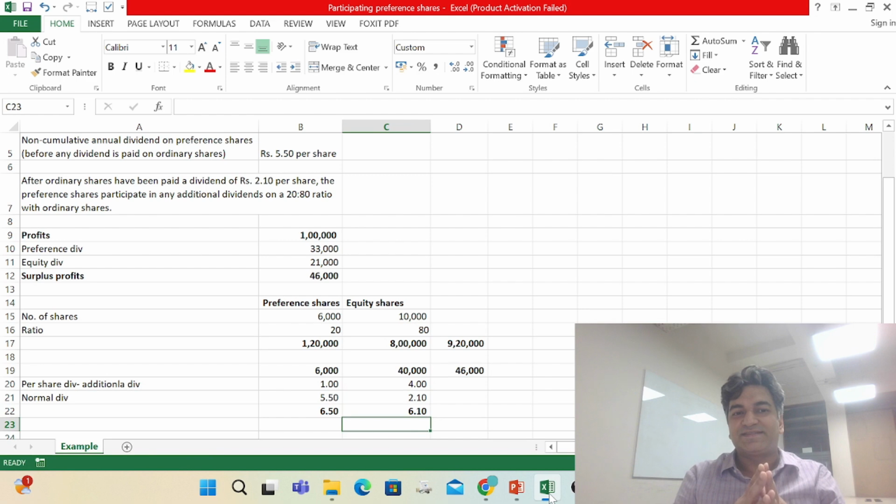So friends, as you can see, the participating preference shareholders are not only entitled to a dividend of 5.5 per share, they are also entitled to an additional dividend from the surplus profits of the company in the ratio of 20 is to 80. This can be any ratio, 20 is to 80, 50 is to 50. That entirely depends on the contractual terms.